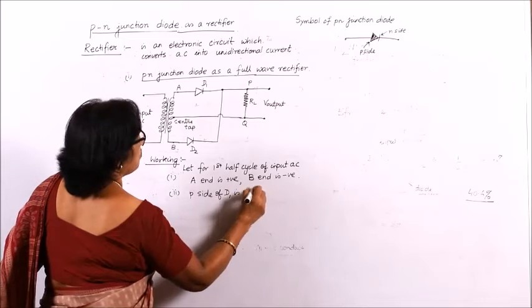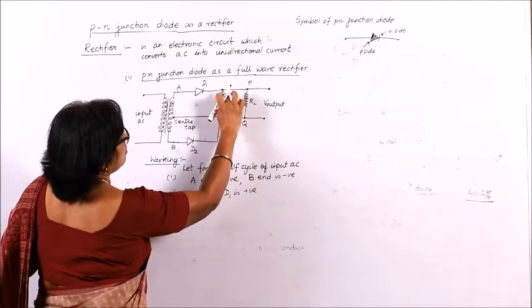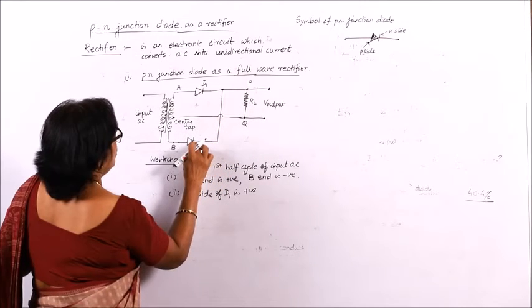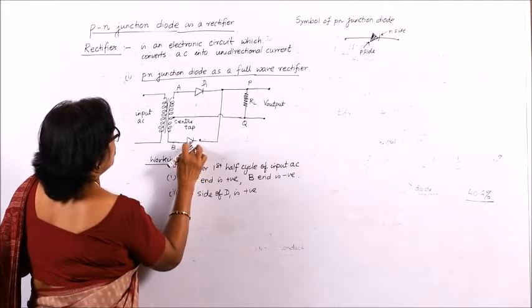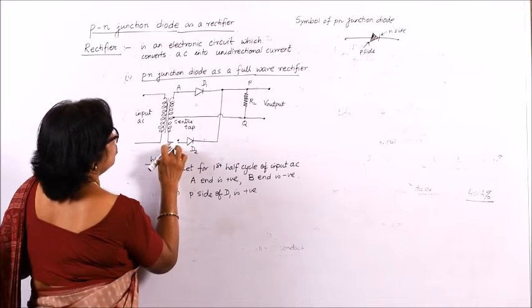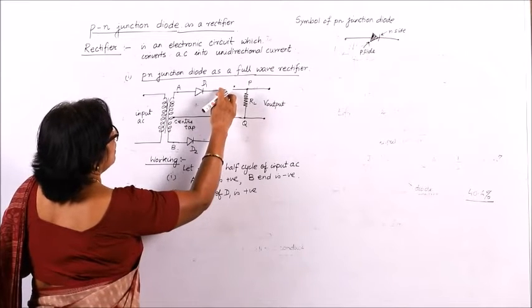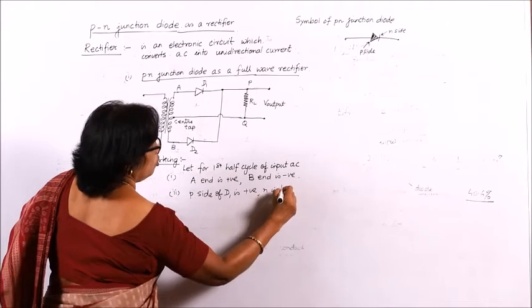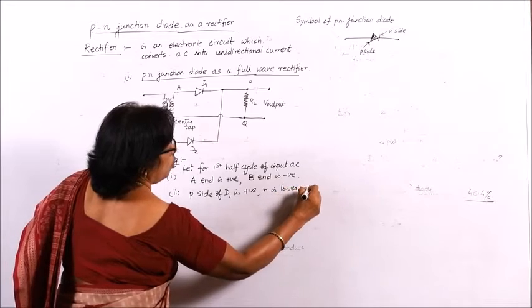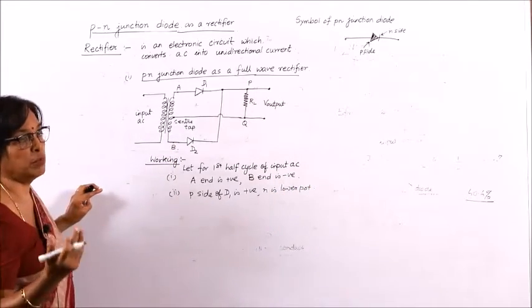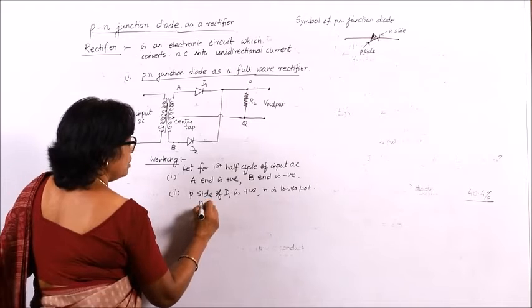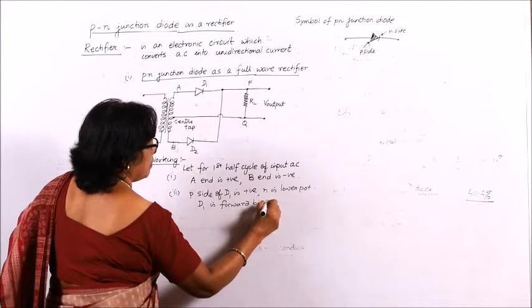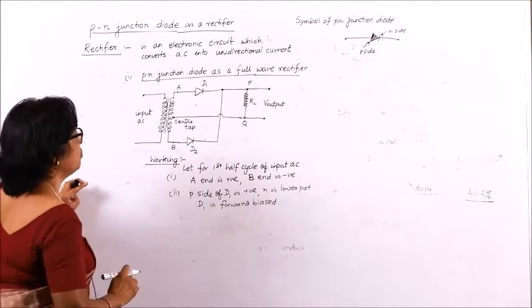is positive, and the N side of D1 is connected to this one, and to this point. So, what happens is that now the N of D1 is at a lower potential, or we call it the negative potential. So, D1 is forward biased. Let us see what about D2.